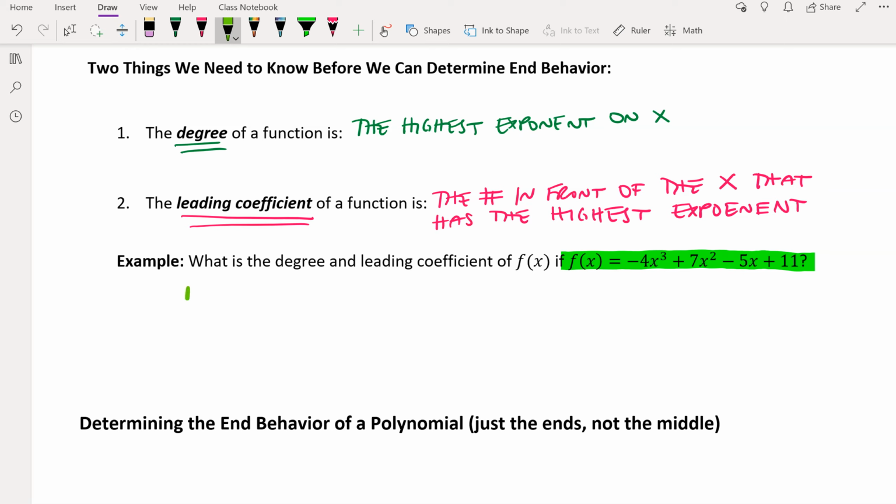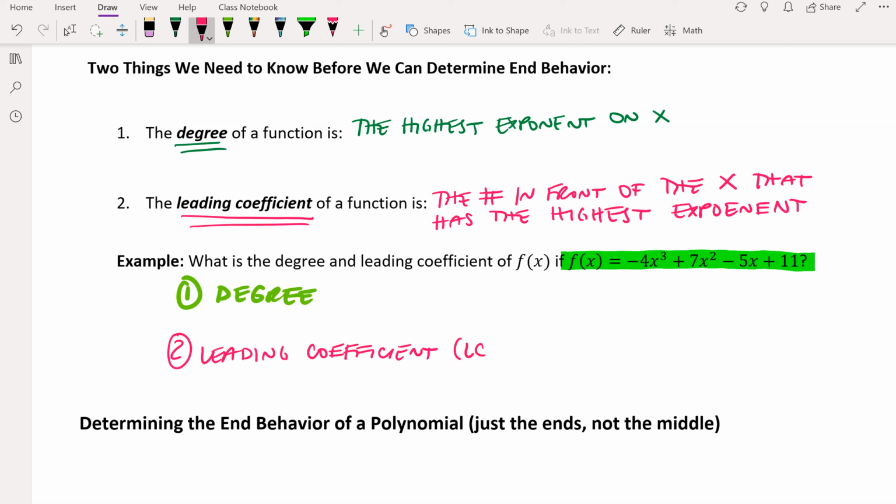All right, first thing we're going to find is degree. And then the second thing we're going to find is leading coefficient. And just so y'all know, I will be representing leading coefficient by writing LC from now on. And degree, I will probably just abbreviate it DEG.